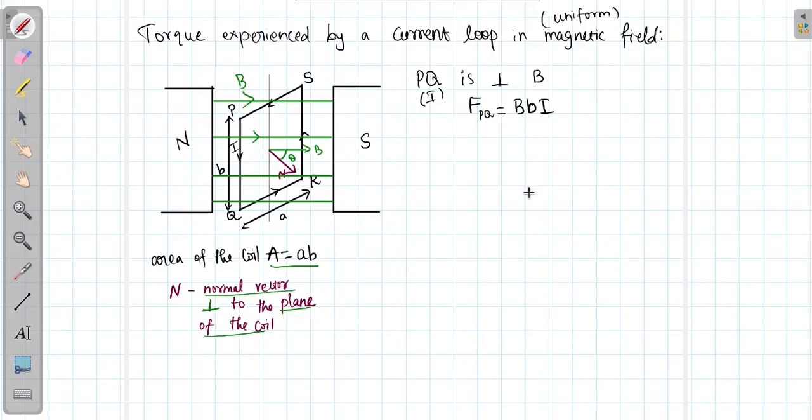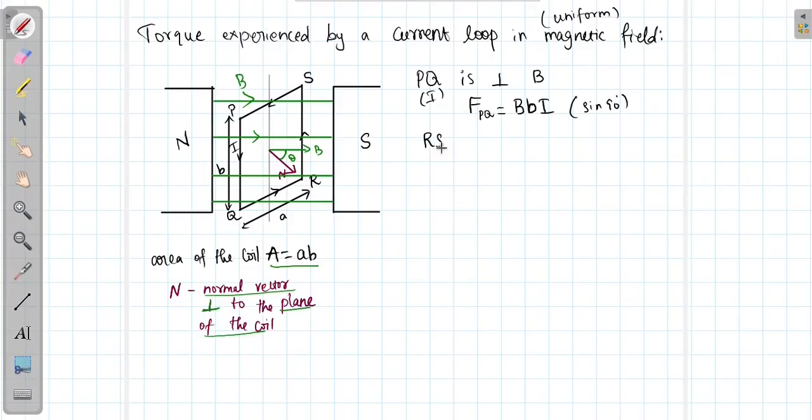It is BIL, instead of L we have taken B. Here theta is 90 degrees. Theta is 90 degrees for this case, so sine 90 degrees. Okay, sine 90 degrees. And the segment RS.